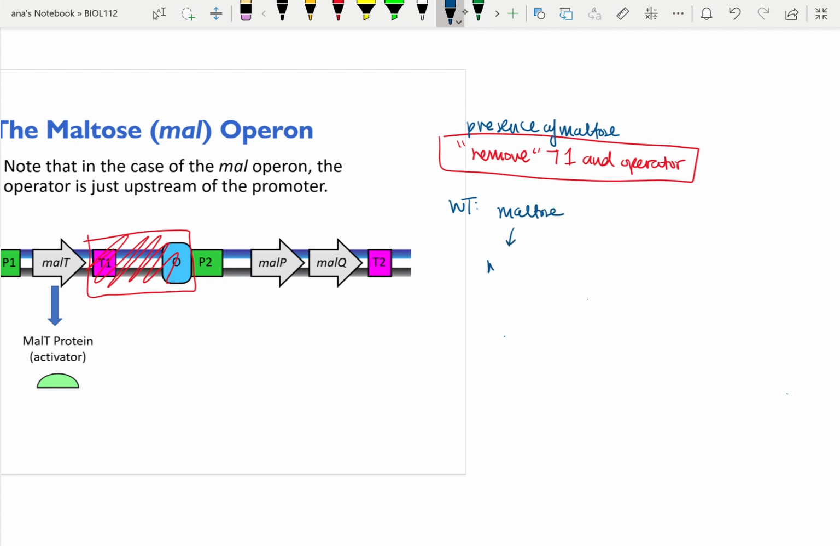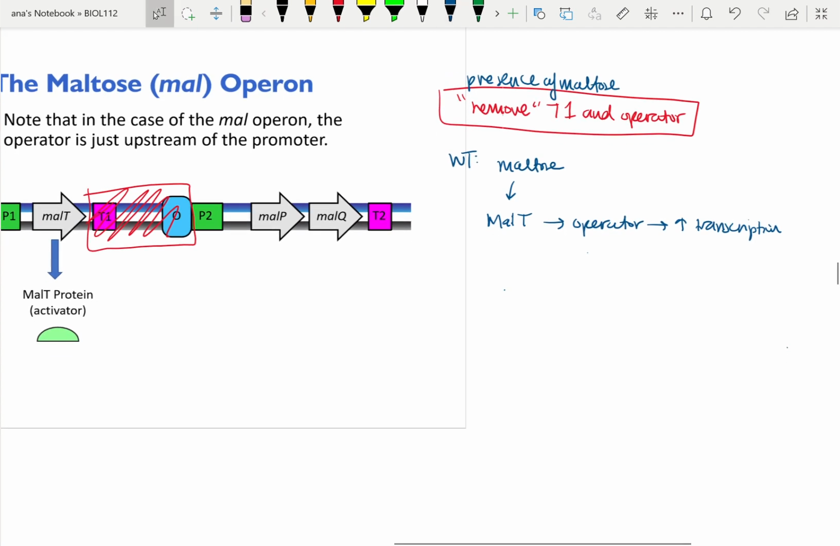So in the wild type, again, we have maltose. It binds to MAL-T. Now this is active, so it can bind the operator. So we increase the transcription because we've increased the strength of promoter 2, so RNA polymerase is binding more often. It's transcribing MAL-P and MAL-Q more often, so we're making more MAL-P and MAL-Q.